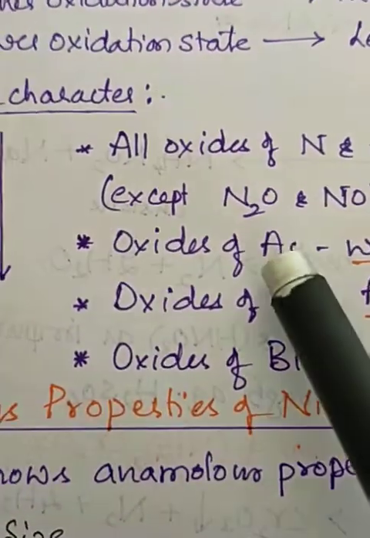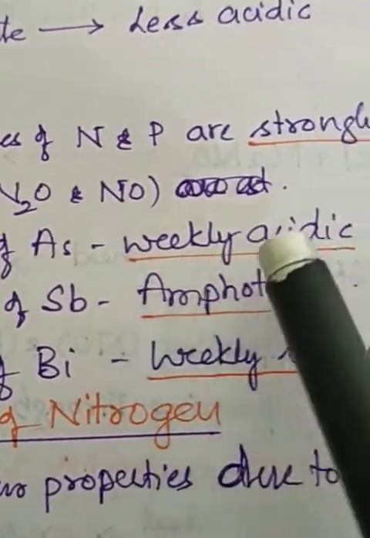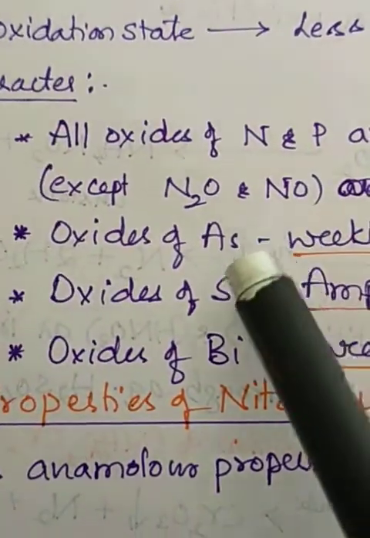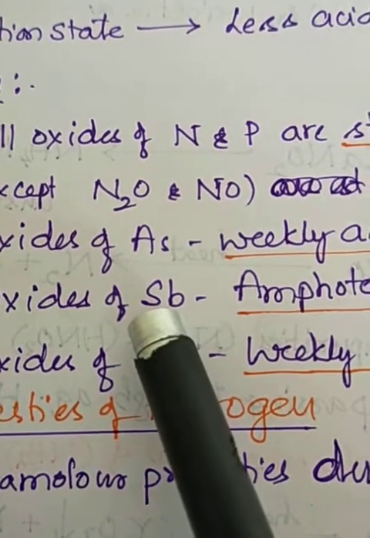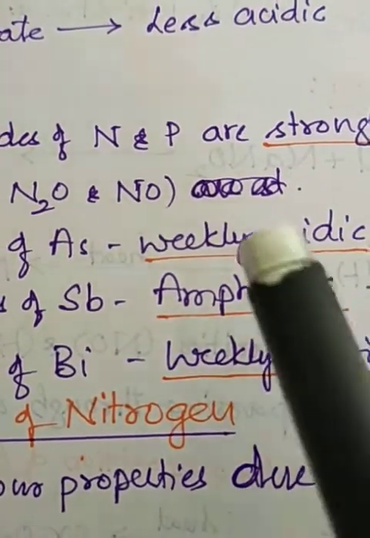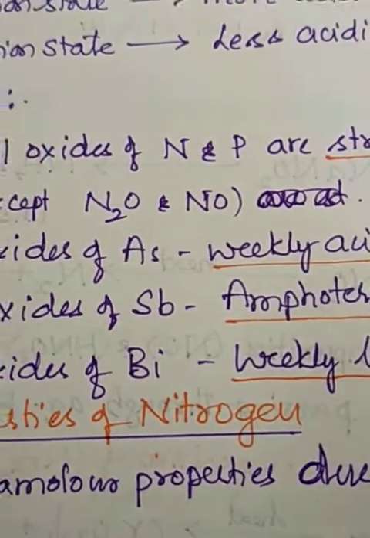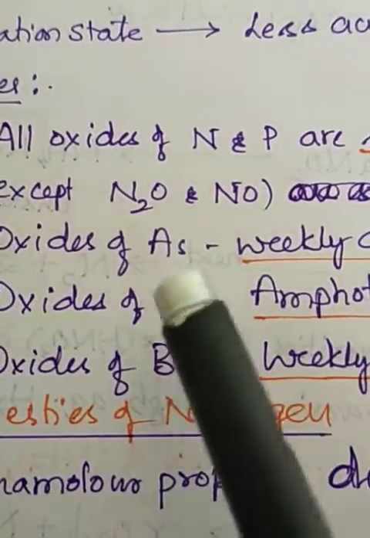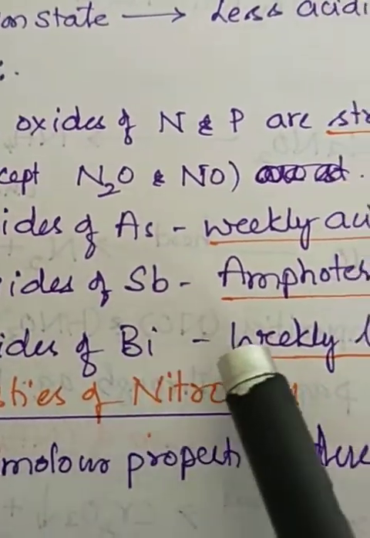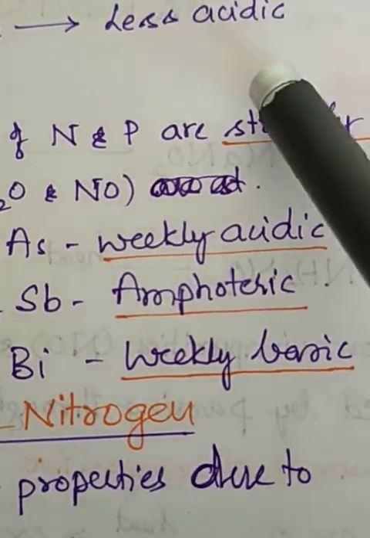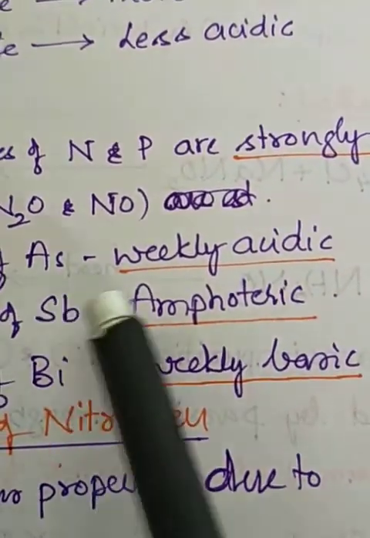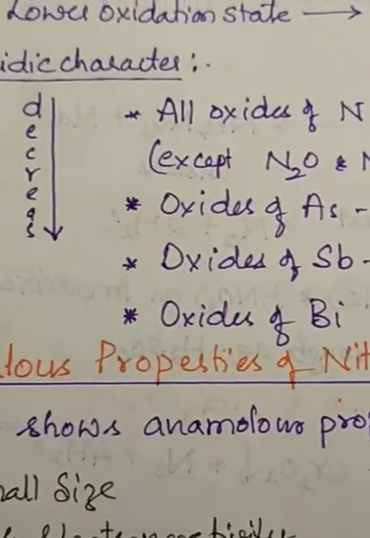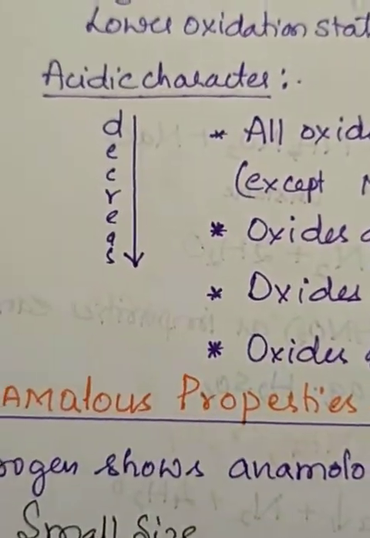But oxides of arsenic are weakly acidic in nature. Going down, oxides of antimony are amphoteric. It shows both acidic and basic properties. Then oxides of bismuth are weakly basic. So from strongly acidic to weakly basic, and the middle one is amphoteric. This is about the acidic character of group 15 elements.